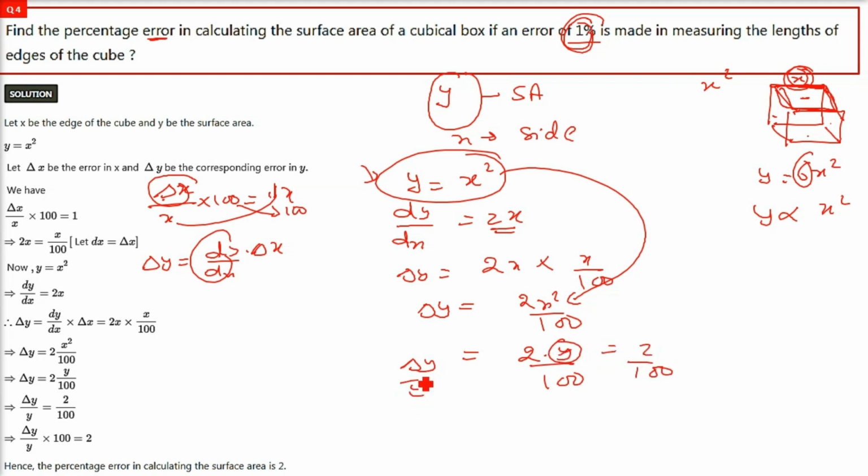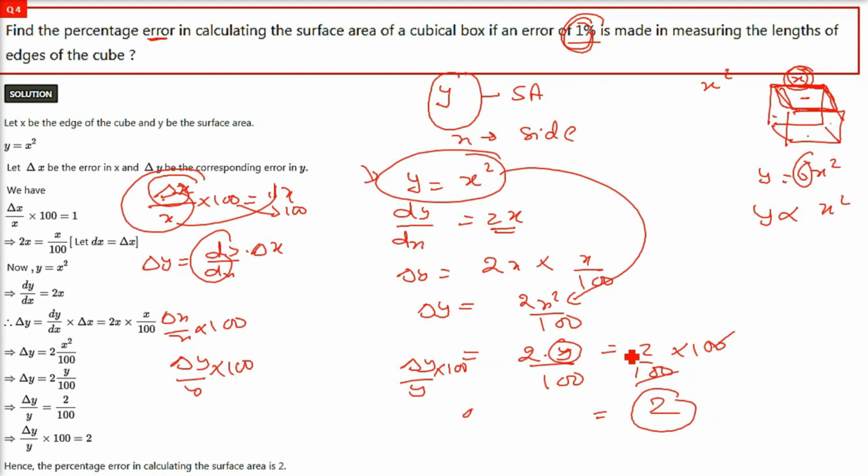So it is 2 by 100, delta y by y. As there's a change, percentage error in delta x. Similarly, the percentage change in y is delta y by y into 100. So you can just bring this 100 here. You multiply both sides by 100. On the left hand side, you will get the percentage error in calculation of surface area, which is delta y by y into 100. On the right you will get 2. So the final thing is the percentage error in calculating the surface area is 2 in this case, when the error in computing the edge is 1%.